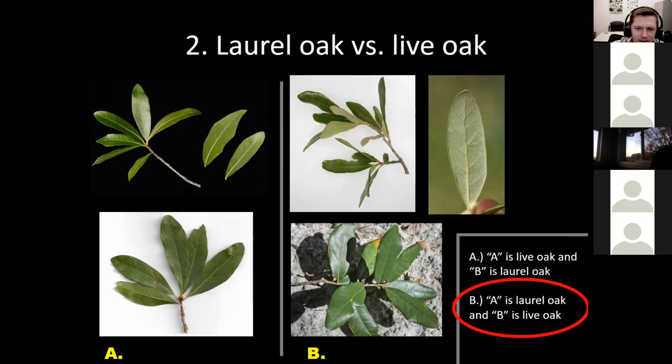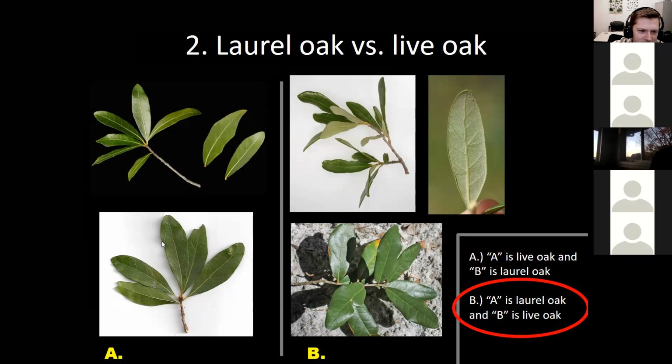And this time it was B. The A side is the laurel oak and the B is the live oak. And I think we had a similar thing here, like 92% or 12 out of 13 got this one right. Wow. That's pretty good. I hope you guys were paying attention to the features here.